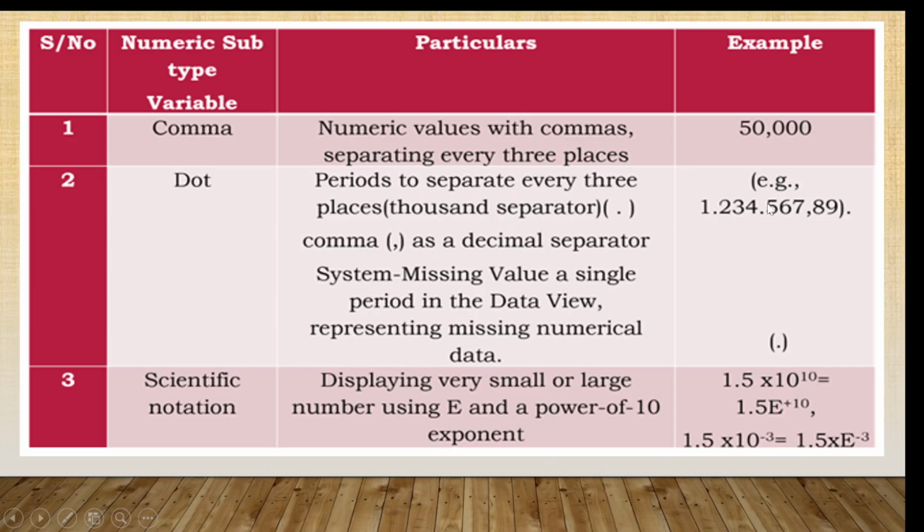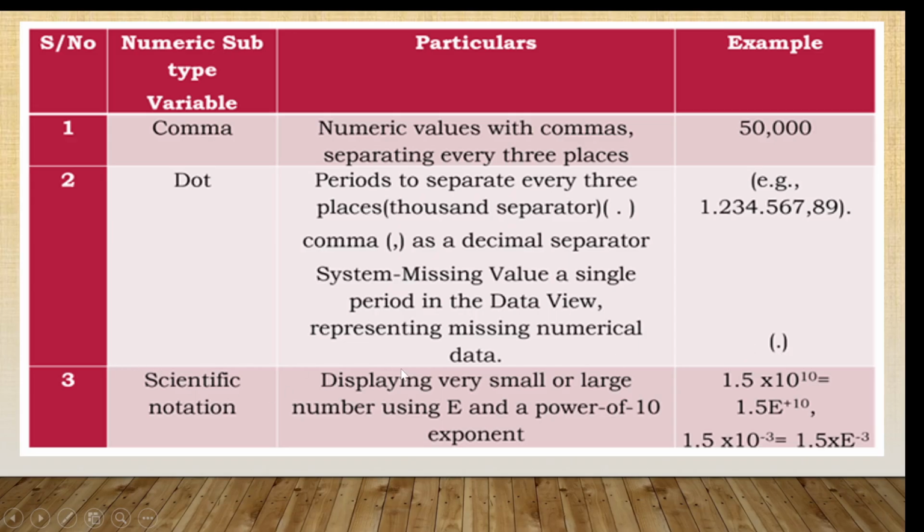Now you can see here 1, 2, 3 dot 1, 2, 3, and this one is 1,234,567, but there is a decimal here which is 0.89. This tells us about the second function of the comma: it is used to separate the decimals. And the third one is that it is used as a period in the data view, and this is used to tell us about the missing value. Any missing value is denoted by the dot.